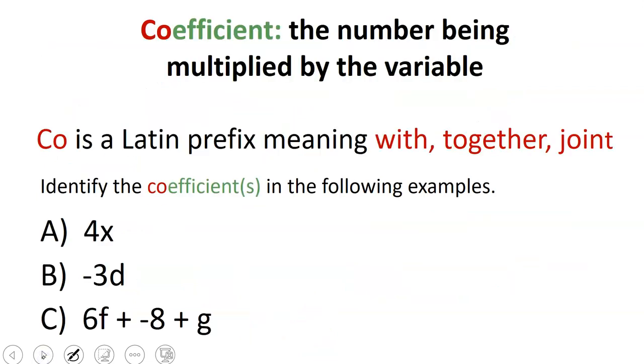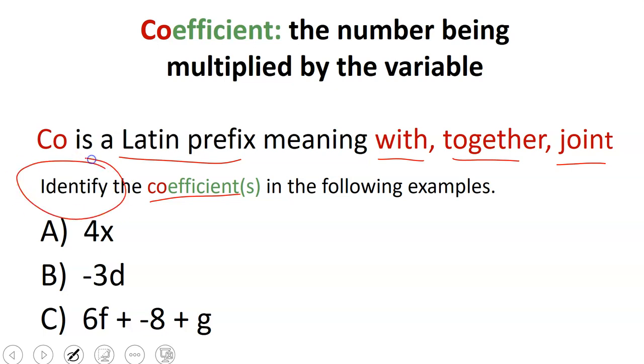That brings us to coefficient. Coefficient is the number being multiplied by the variable. Co is a Latin prefix meaning with, together, or joint. So it's important for you to know that the coefficient is always with or joined to the variable. In fact, every variable has a coefficient attached to it.